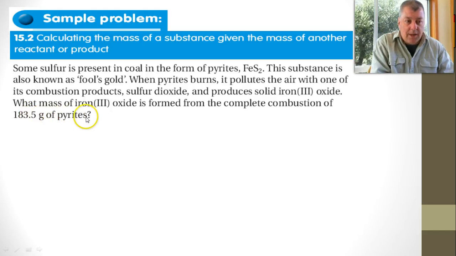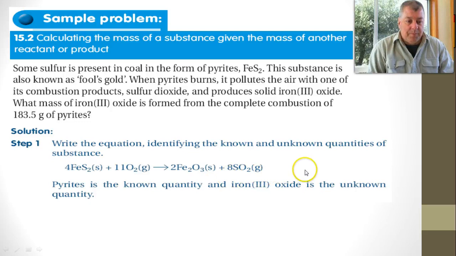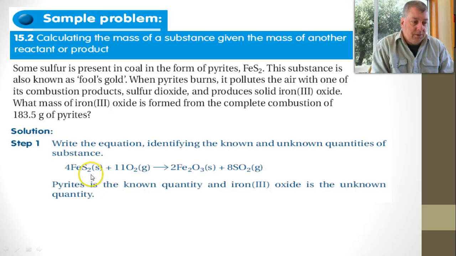So the first step, working through our steps, is to write the equation, and here it is. Hopefully we recognize that oxygen is O2, and then we work out everything else and balance it, and so we have a fully balanced equation there. And just to identify our known, it is the FeS2, the pyrites, and the unknown is the iron(III) oxide.